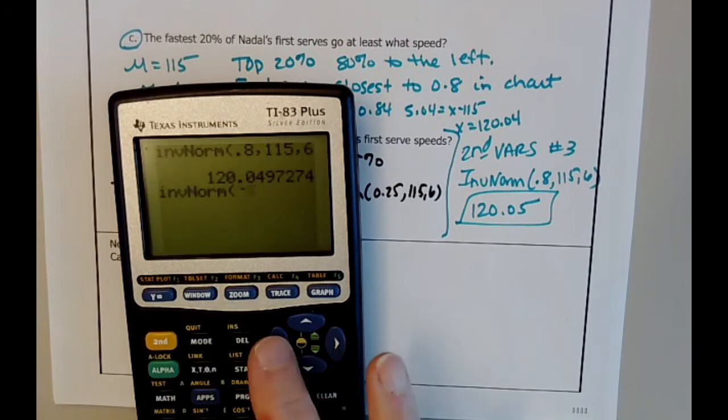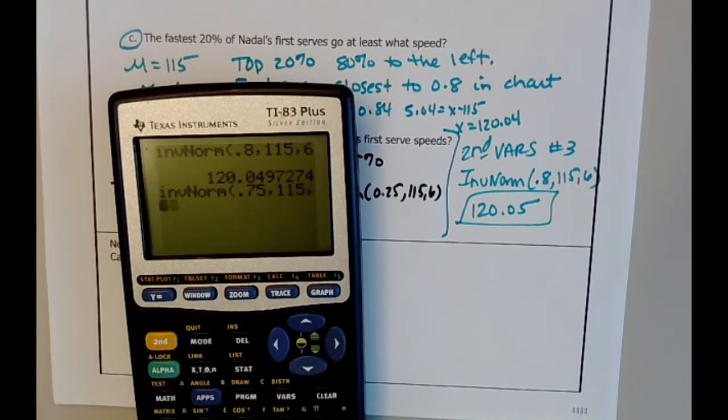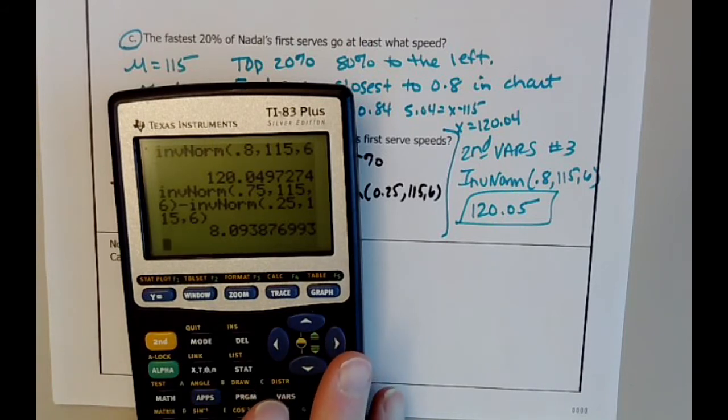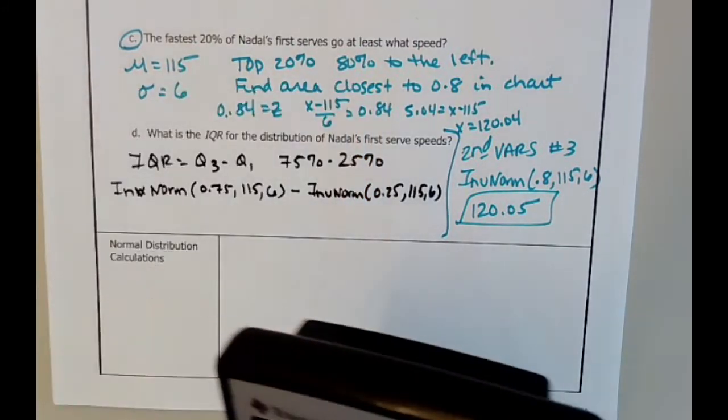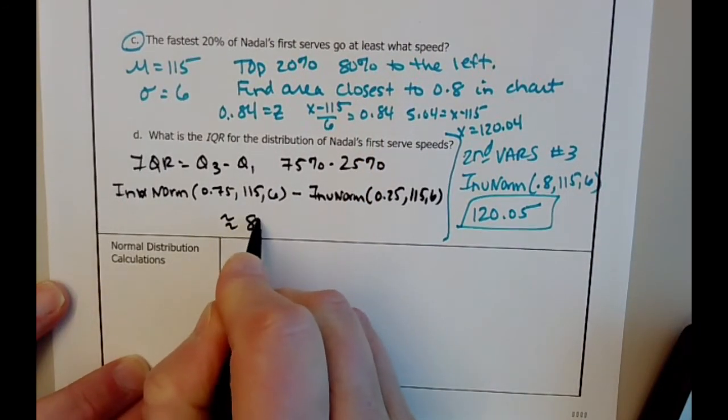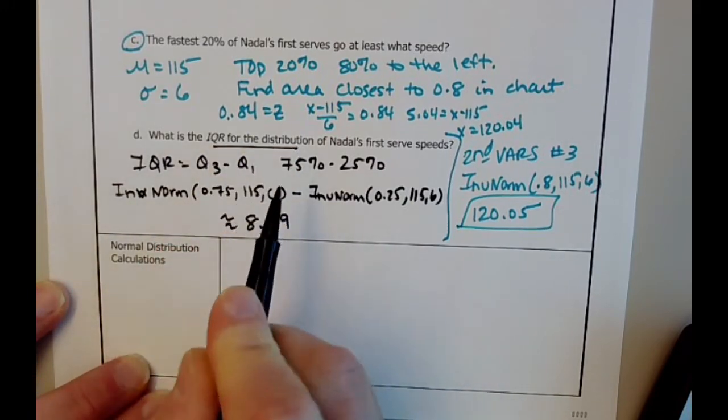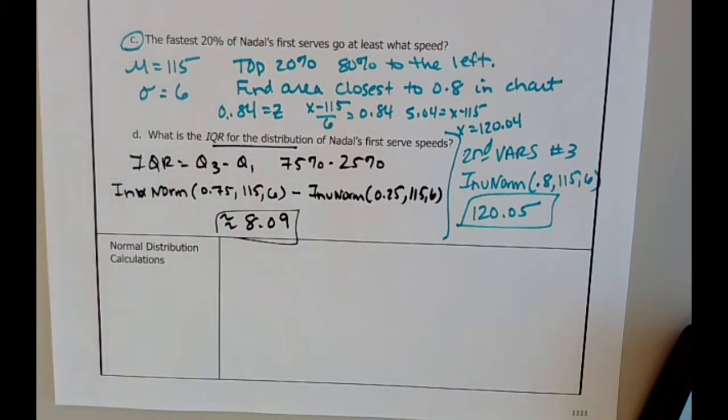Number 3, oops. If I close my parentheses, I can do it right on here. And I get 8.09. When I did it by hand and looked in the chart, I got 8.04, but 8.09. That's the IQR of his speeds. Okay? That's all I've got right now. We've got some problems that we're going to do in class, and that's about it. That's all we've got for this at this point.